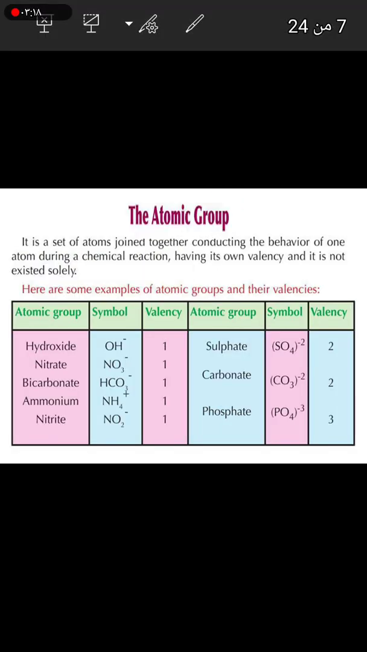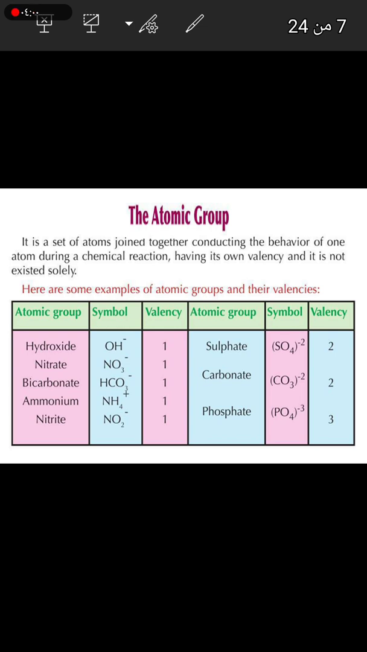We have atomic group. What's the meaning of atomic group? Atomic group, from its meaning, is a set of atoms. What is the meaning of a set of atoms? A group of atoms joined together. When joined together, they behave as one atom during the chemical reaction. And this atomic group has a valency like any element. This atomic group can't exist lonely or solely, okay?